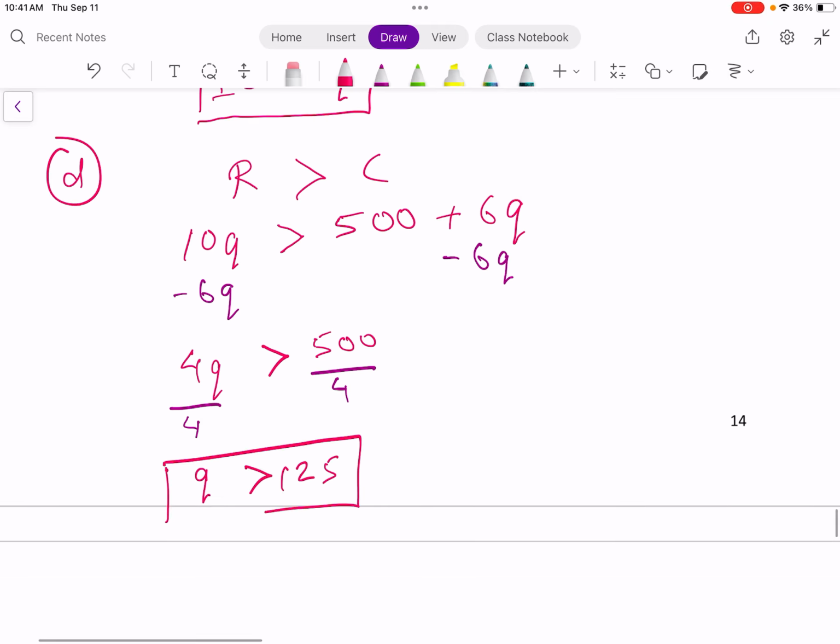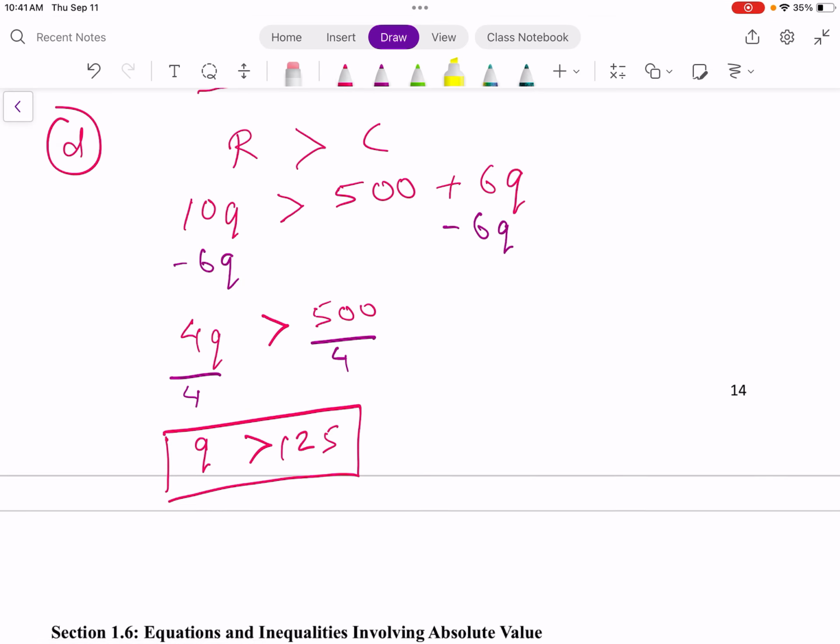So if you sell more than 125 pounds of coffee, then we make a profit. Now, do you make profit if you sell exactly 125 pounds? We do not make any, it's just 0, right? It's the break-even point. But if we start selling more than 125, then we start making more profit. Okay, so this is the number of pounds of coffee that we need to sell to make a profit. Okay, any question? All right.